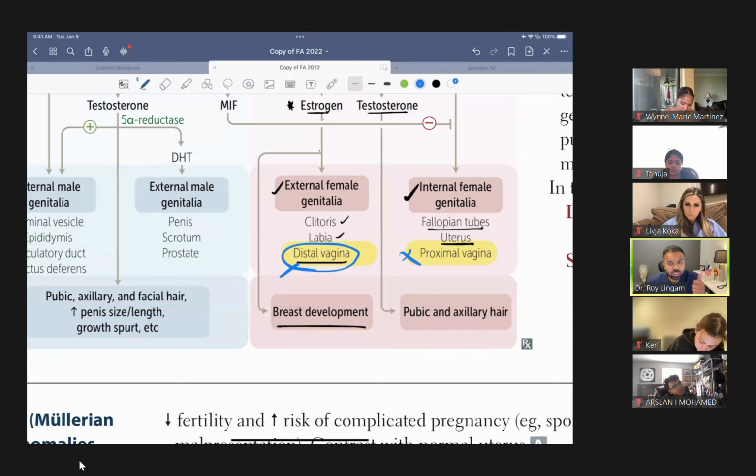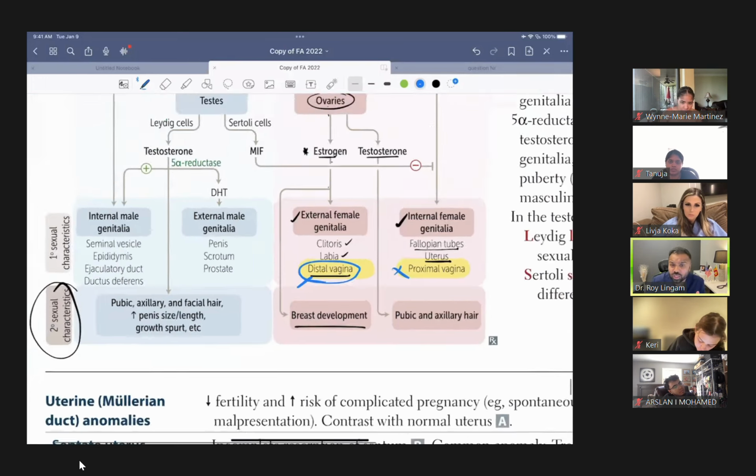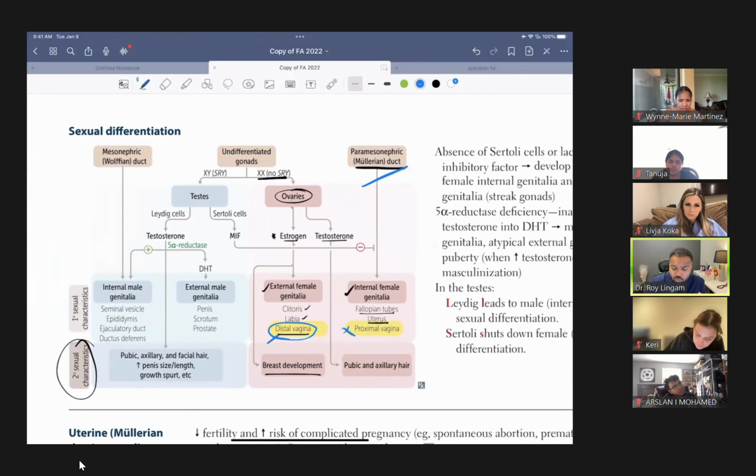The first question, what's the pathology? Or what's the answer? The answer is Mullerian agenesis. That means this patient never developed the Mullerian duct, because without Mullerian duct, you cannot get proximal vagina.